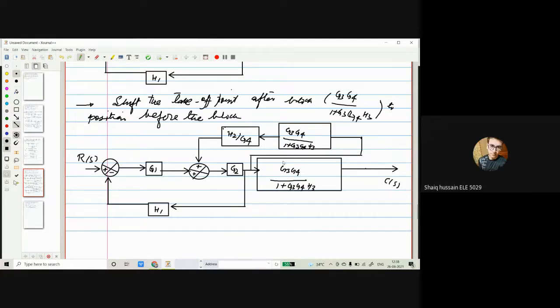So then we can eliminate the summing point with the backward loop, right? Just a second. I want to see why we are not taking this takeoff point there. What is the problem in this case?